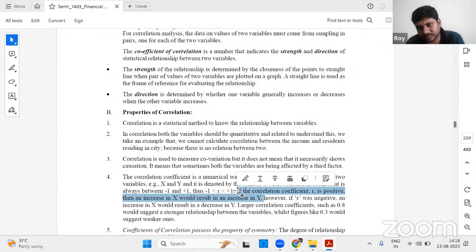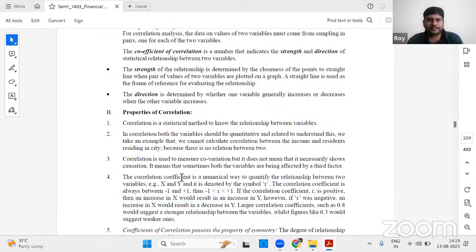Are you getting it? Are you all here? Yes, sir. Wonderful. Larger coefficients, like 0.8, would suggest a strong relation between the variables. If you are getting a big number, 0.8 would suggest a very strong relationship between the variables. Figures like 0.3 would suggest weaker ones. Right? If you get the answer 0.8, oh, there is a very strong relation between both of them.